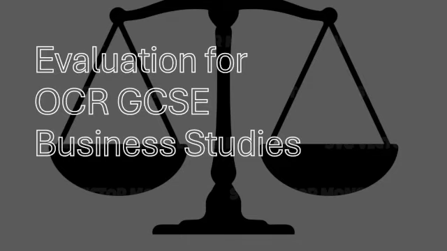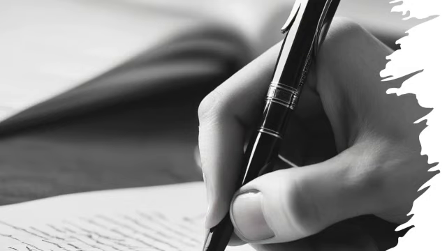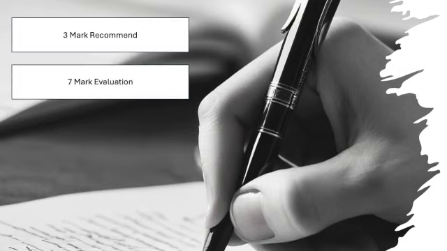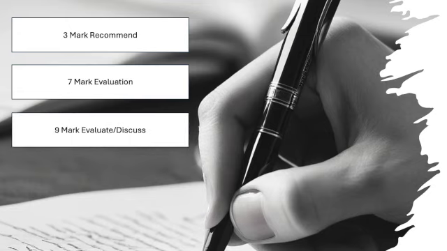This video is for OCR GCSE Business Studies and for techniques on how to evaluate. So evaluation in OCR is the AO3B skill, and there are always 3 marks available for it. The 3 types of questions differing in marks for it include the 3-mark recommendation, the 7-mark evaluation, and also the 9-mark evaluation, but sometimes it does use the command term discuss.